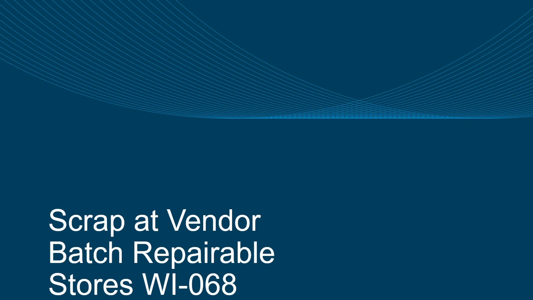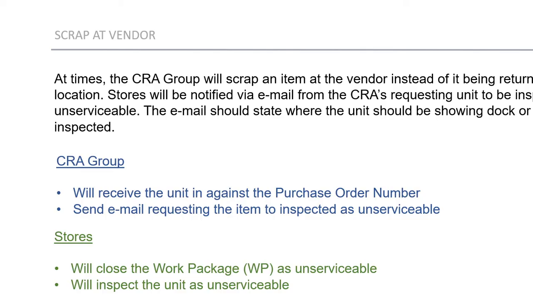We are now going to take a look at scrap at vendor, batch reparables. The work instruction you'd use is 068. At times, the CRA group will scrap an item at a vendor instead of it being returned to a PSA stores location. Stores will be notified via email from the CRAs requesting the unit to be inspected as unserviceable. The email should state where the unit should be showing, DOC or USSTG, after being inspected.